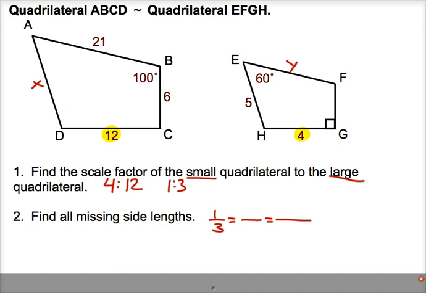And I'm going to find two missing parts. I know X in the large is unknown, but it corresponds to 5 in the small. I don't know Y, which is a value in the small quadrilateral, but I know it corresponds to 21 in the large quadrilateral. So I'm going to solve two different proportions by looking into the same spot. So I'm going to use my scale factor of 1/3 and the 5 over X, and I'm going to cross multiply. So if I cross multiply, I get 1 times X is X, 3 times 5 is 15, and I just found that X is 15.